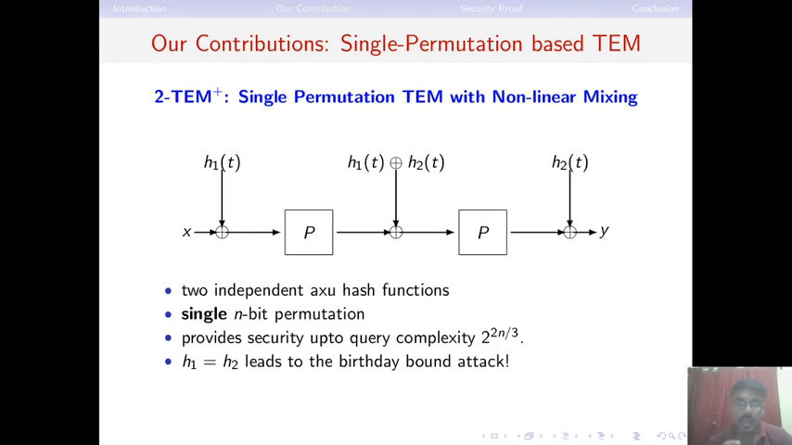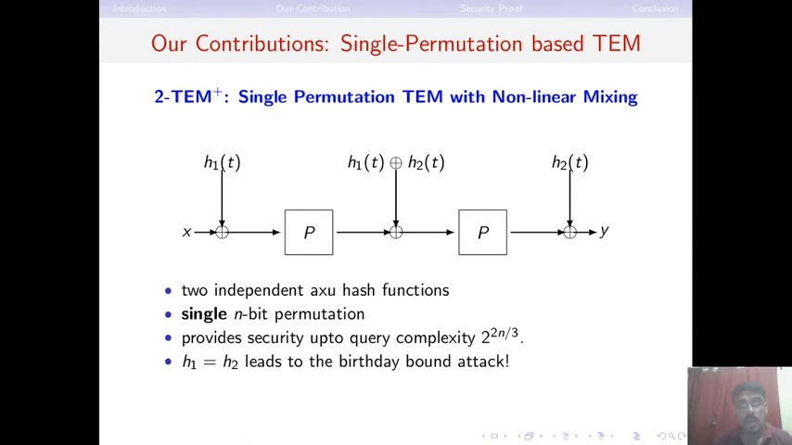So we are using the Tweaking Even-Mansour cipher, but in this case, instead of having independent permutations p1 and p2, we are making it a single permutation. But we need two independent almost universal hash functions, and we only need a single n-bit permutation, and that is basically a natural approach to design a tweakable block cipher. Because we actually use the same permutation, and that permutation is rotated over the rounds.